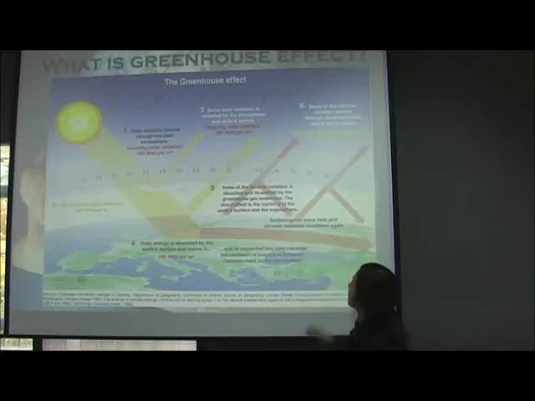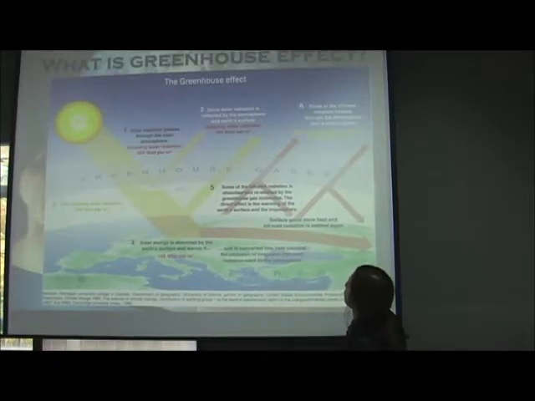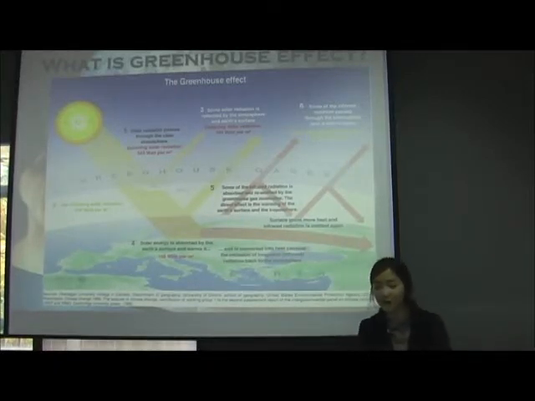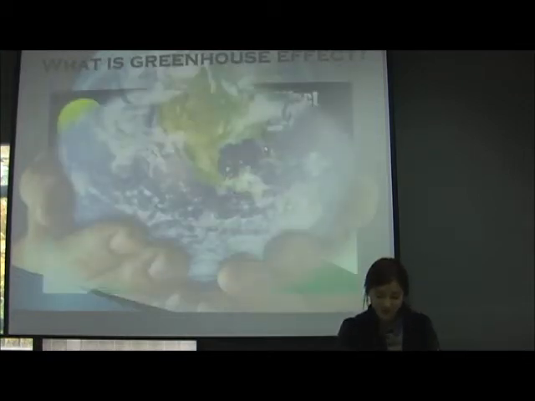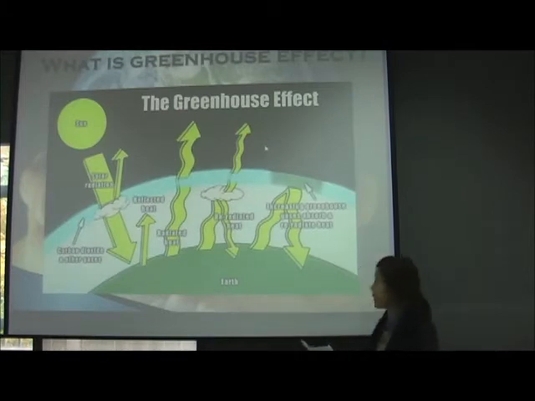Absorbed and re-emitted by greenhouse gas molecules. So the direct effect is warming of the Earth's surface. When you see this picture, you can understand the process more easily.